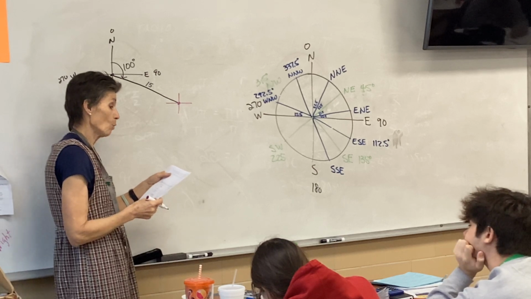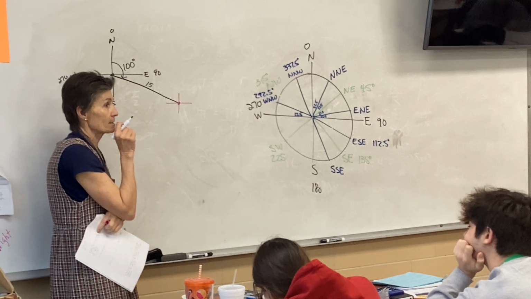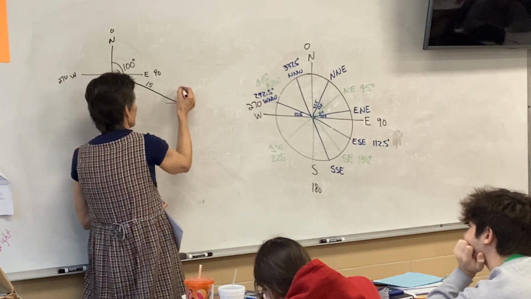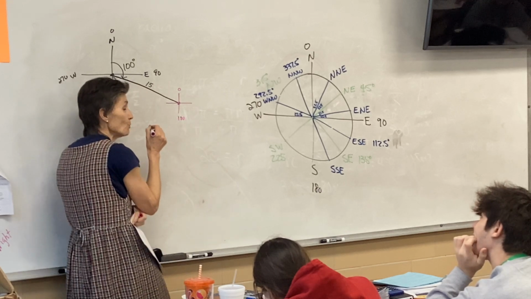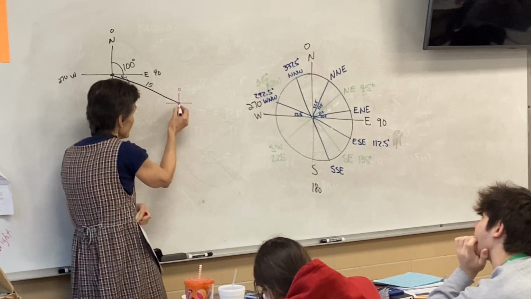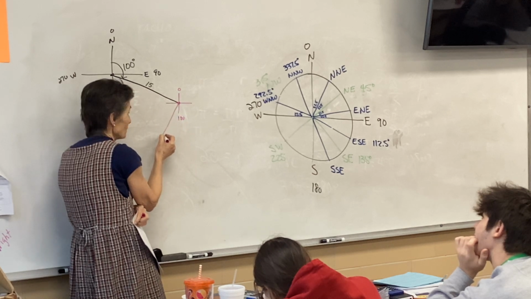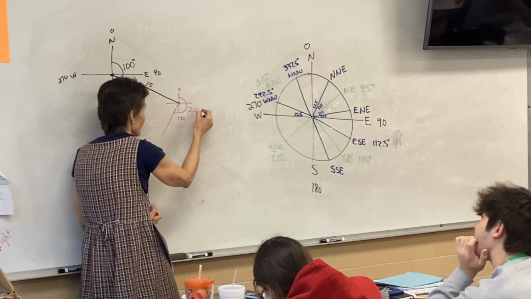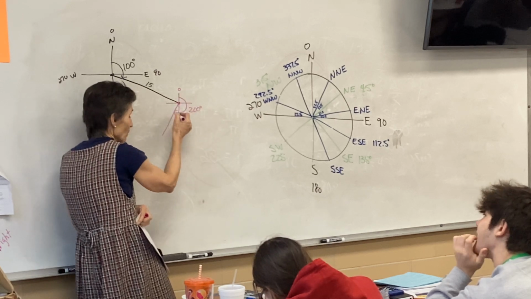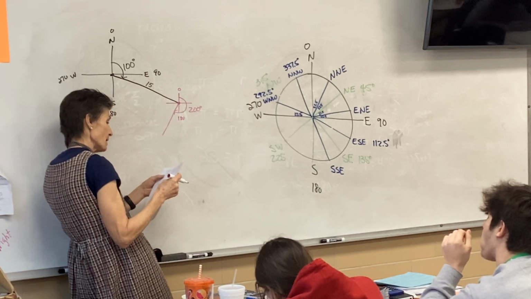He's going to go on a course of 200 degrees. Now remember, this is 0, this is 180. Where's 200 going to be? Isn't 200 going to be right here? So label that 200. Always start at 0 and come around. That's how we measure. And how far did he go that time?